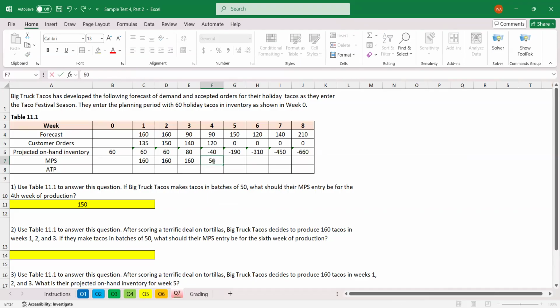I'm going to order 50. We're going to make 50. Here, we're going to make 150. You're going to make 150 again. Here, we're going to make 100. And you're going to make 250. Okay. So for the 6th week of production, they are going to make 150.